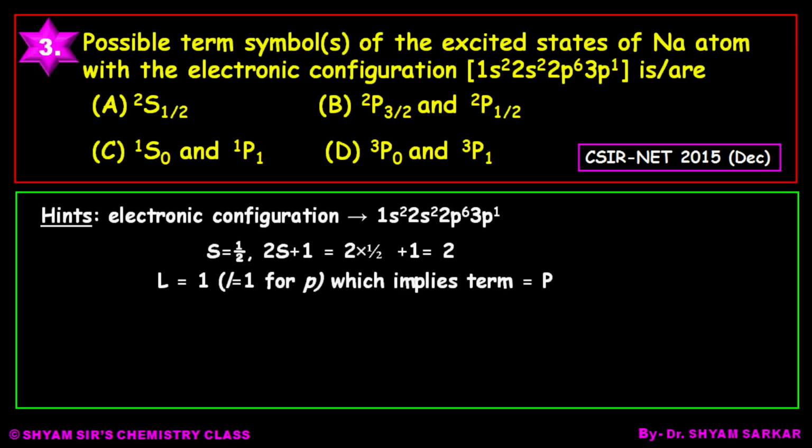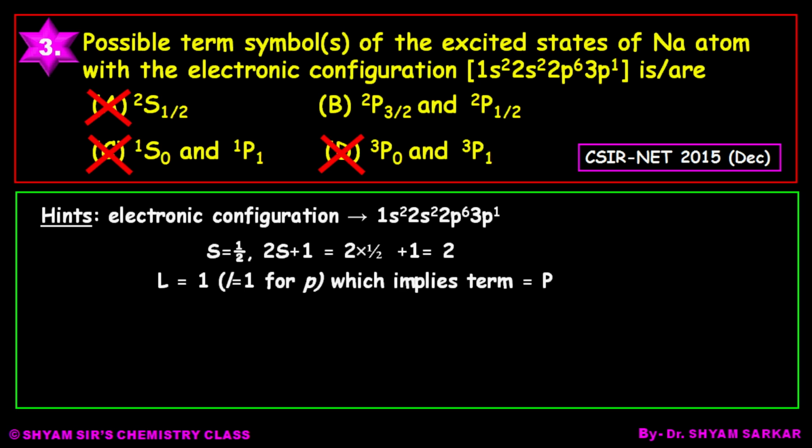Now you can cross out the options A, C and D. Why? Because 2P is not there in any of the options A, C, D. So from this point you can get that the correct answer is B, but still I will show the full calculation. See how it's coming, 2P3/2 and 2P1/2.